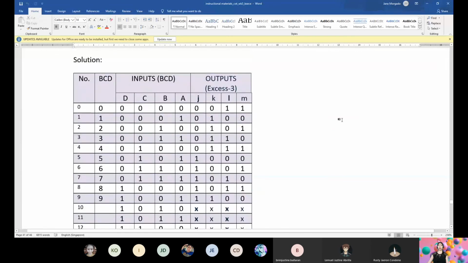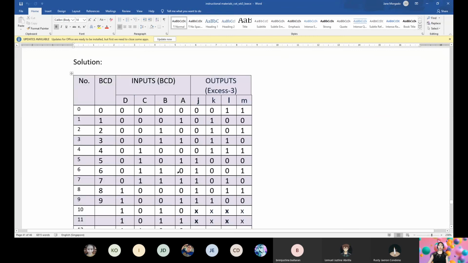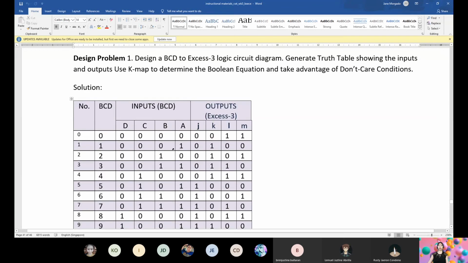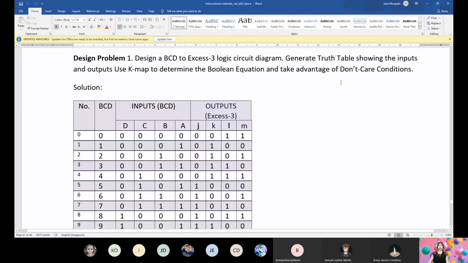So, marunong na ba kayong gumawa ng truth table? Dapat marunong kayong gumawa ng truth table by now. Marunong na rin kayo maglagay ng inputs and outputs. Paano yung sequence ng inputs? Inputs binary yan. K-mapping and of course, interpretation ng ilalagay nating output. Ang output natin is either 0 or 1. But if there's a don't care condition, you put an X if it is applicable, because X means either 0 or 1.